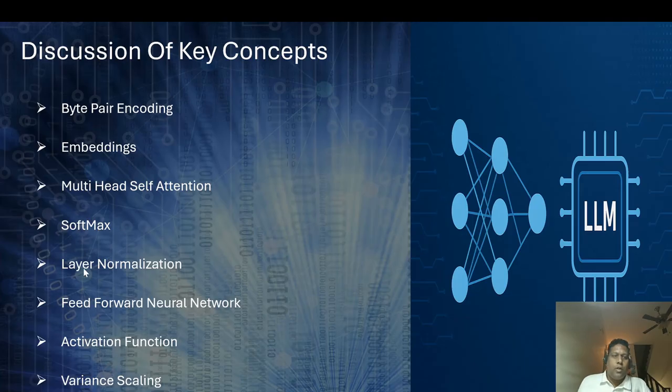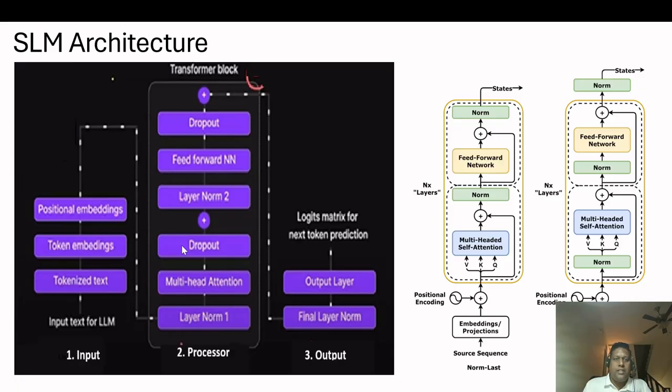The next concept we want to understand is layer normalization, and you see that in the LLM or the small language model architecture as well. There is a lot of layer normalization happening, at least twice within the transformer block, and then once when it comes out, right?